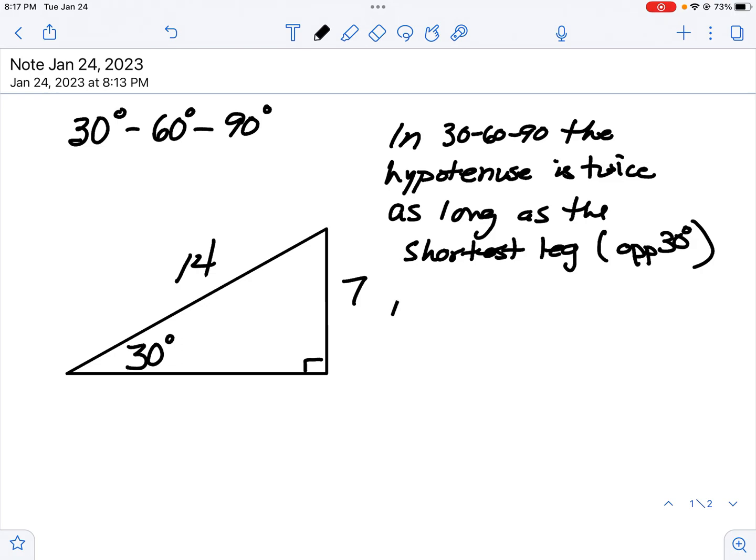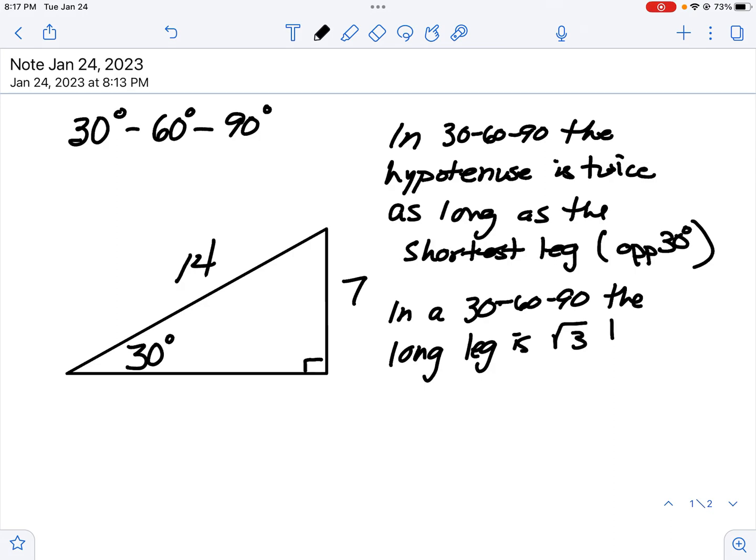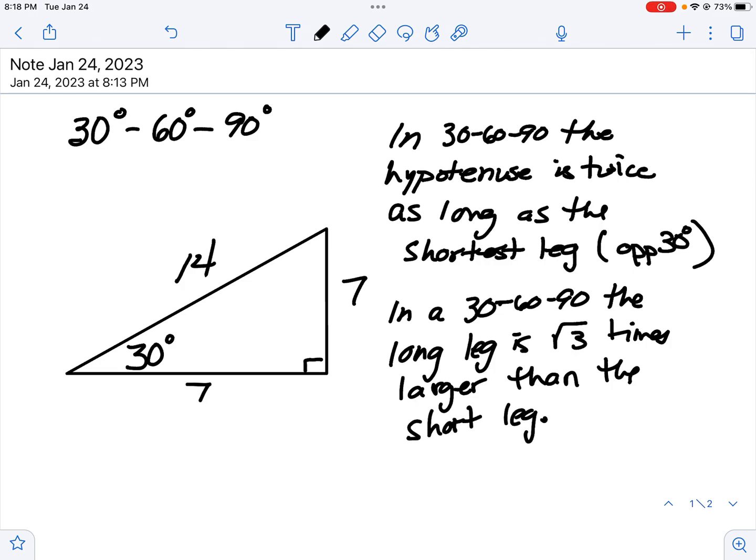And in a 30, 60, 90 triangle, the long leg is square root of 3 times larger than the short leg. So this would be 7 radical 3.